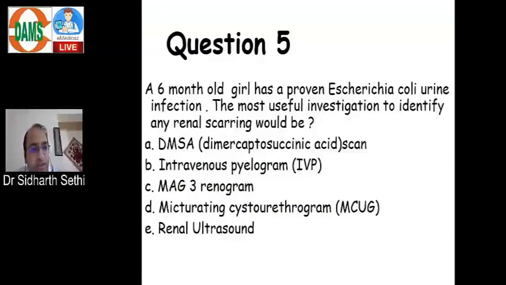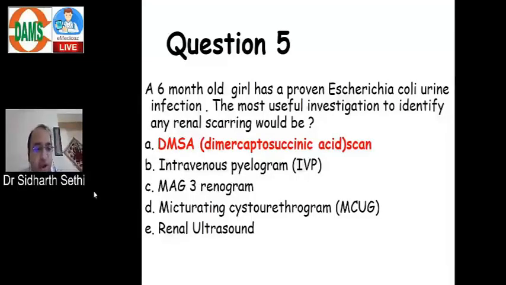Now the next question is, which is the best investigation for scarring? So remember, a DMSA nuclear scan is the best scan for looking at scarring, while MAG3 is the best scan for function of the kidneys. That's a nuclear scan. MAG3 is the best scan for function of the kidneys, followed by DTPA. Now DMSA is a scan for renal scarring.